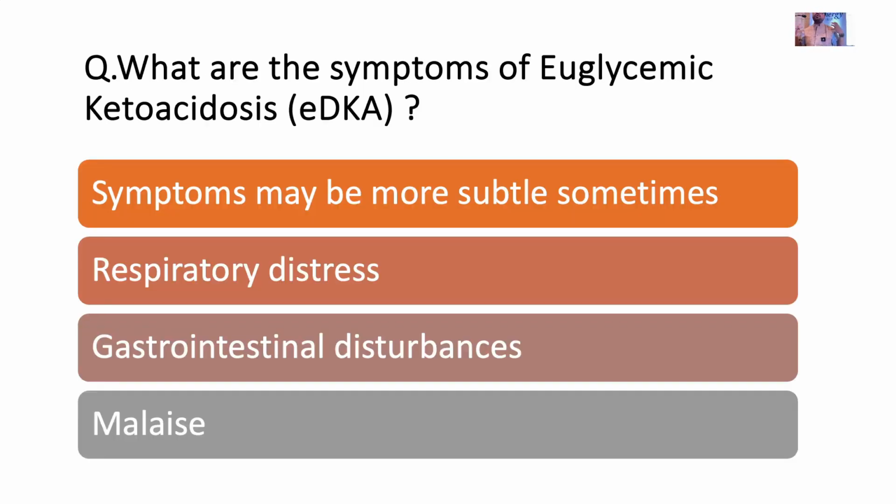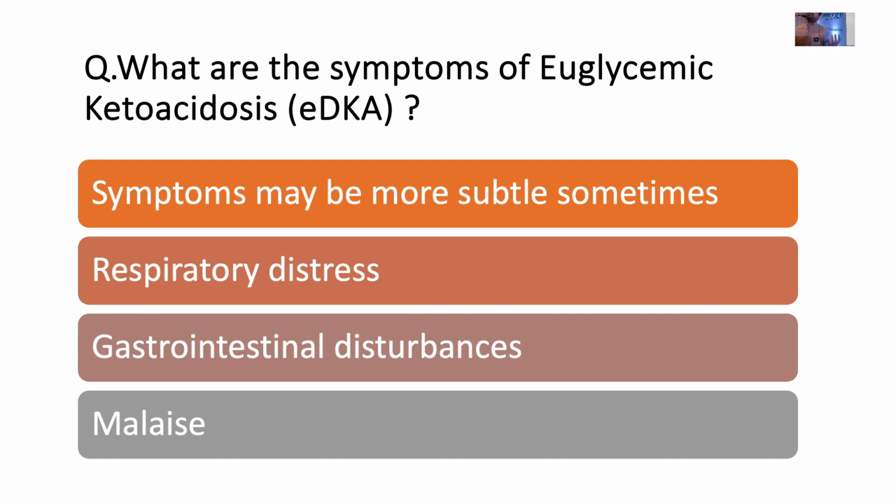So how do you recognize, how do you know that the patient has euglycemic ketoacidosis? Your anesthetist or your intensivist needs to be aware of this, right? Whether you are aware or not doesn't matter, but perioperatively your anesthetist should be aware of this. Sometimes the symptoms are very subtle, right? So you have sometimes respiratory distress. Patient, you are not able to wean off from the ventilator.